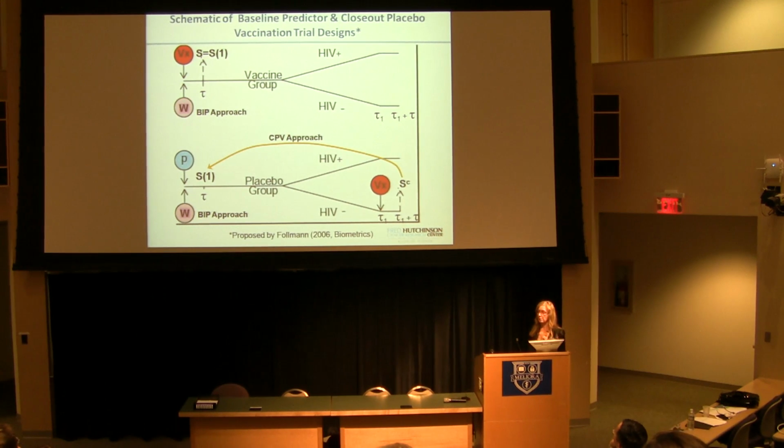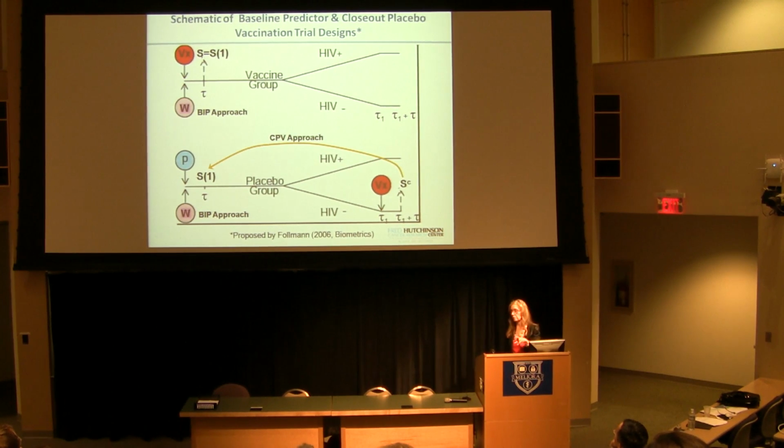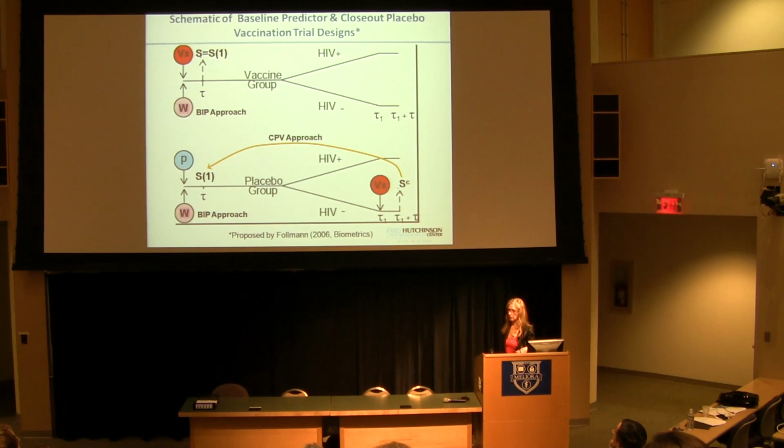You could imagine, before we vaccinate anybody, let's just give them all hepatitis B vaccine and see what the responses are in the placebo and in the vaccine group. We're just going to vaccinate them with something else, and then we're going to see how that correlates. I'll go into more detail in one more slide. But anyway, this is what we call the baseline predictor approach.